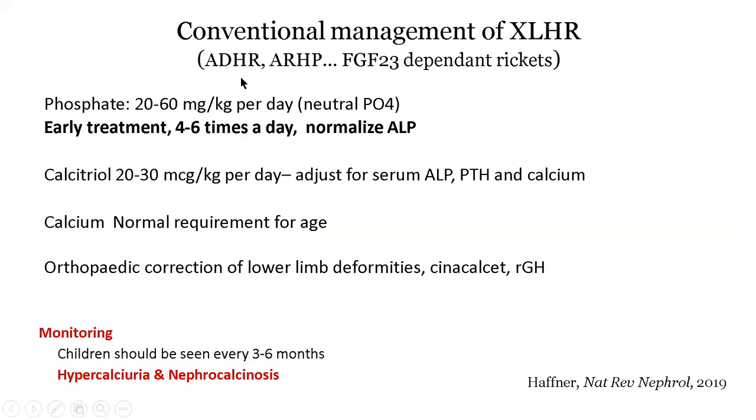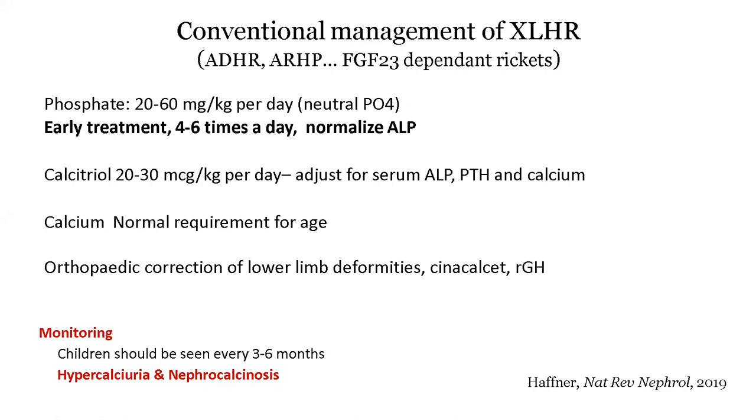So the universal treatment of these kind of rickets is phosphate, which is given at this dose. And phosphate is always given in multiple number of doses in a day because the nadir levels are reached in 1 to 1.5 hours. So it's very difficult to give phosphate in a child. But we have to give over 4 to 6 divided doses. And our aim should be to normalize ALP and not to normalize serum phosphate levels because it again causes hyperparathyroidism and leads to decrease in the vitamin D levels.